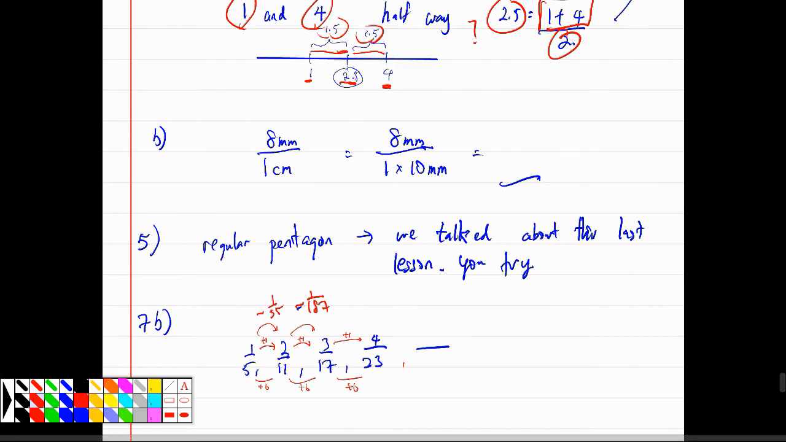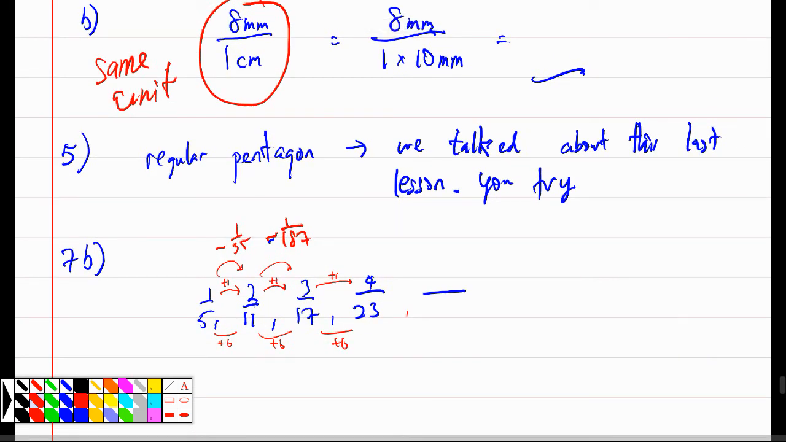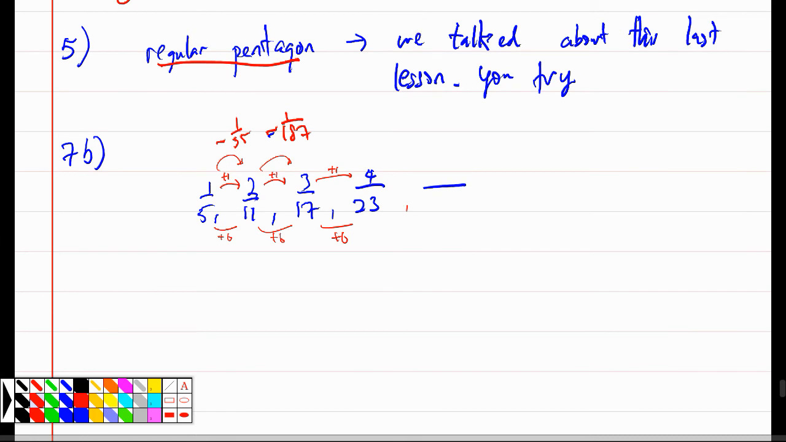1b wants to express 8 mm as a fraction of 1 cm. Key thing here is same unit. It must be in the same unit. Go and try. Regular pentagon, we discussed before yesterday, so you go and try. 7b, is it done? 7b, that's the last question.